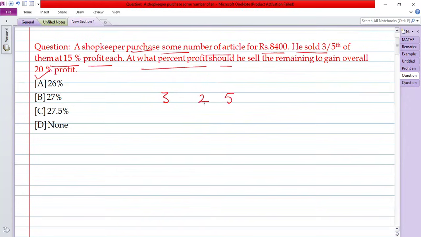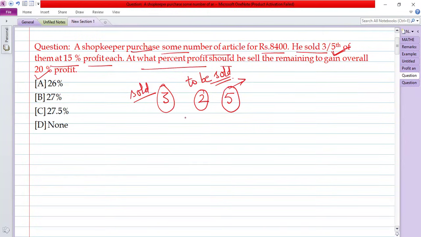I will write these values 3 to 5. What's the meaning? What is this 5? This 5 is the total number of articles. What is this 3? The number of articles which have been sold. And what is this 2? Which are to be sold.